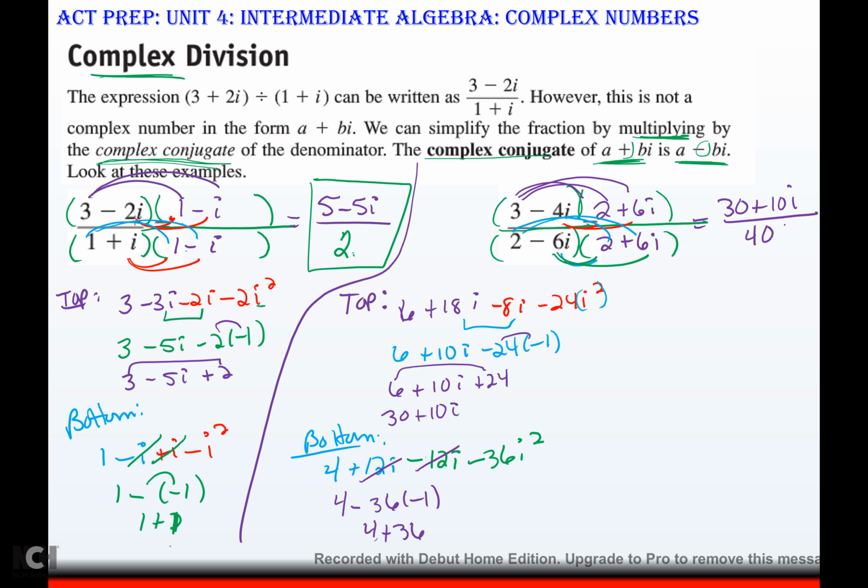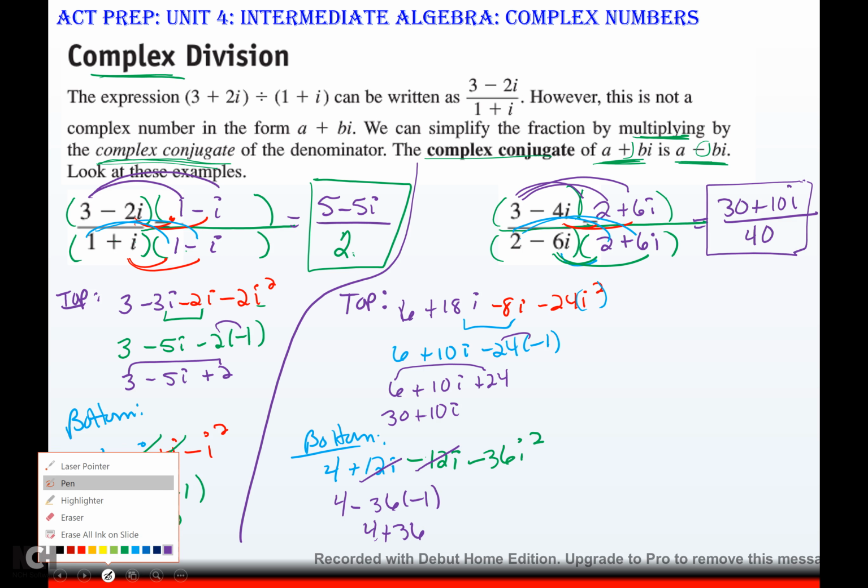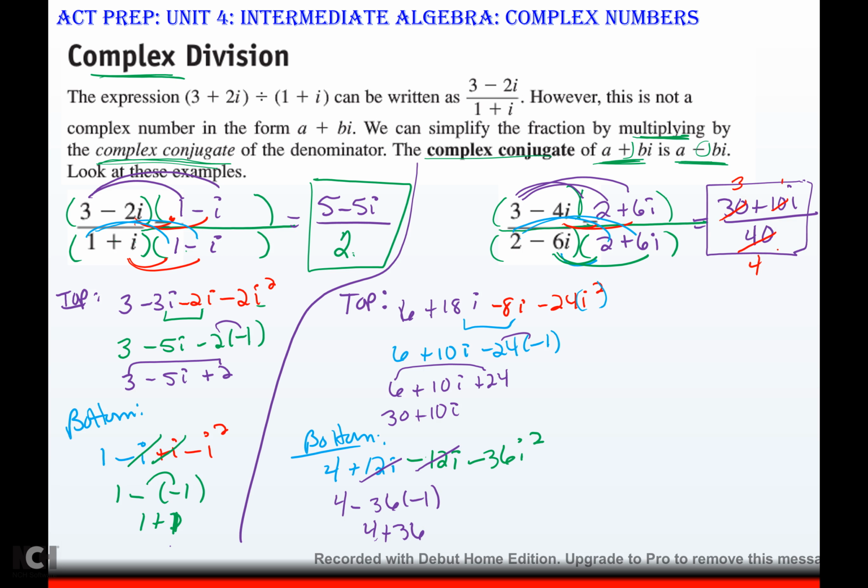And that's my answer, except the 30, the 10, and the 40 can all be reduced by 10. 10 goes into 30 three times, 10 goes into 10 once, 10 goes into 40 four times. So my answer is (3 plus i) over 4. That would be my simplified, or reduced, answer.